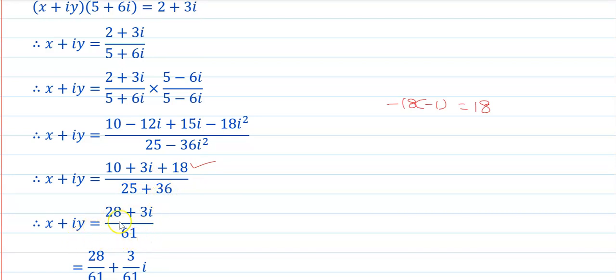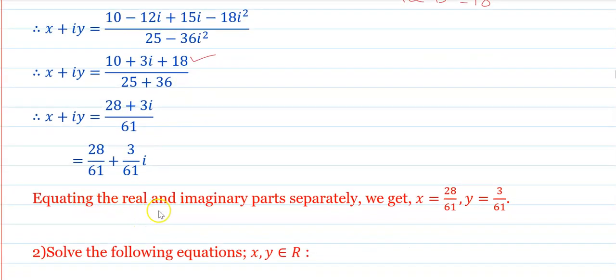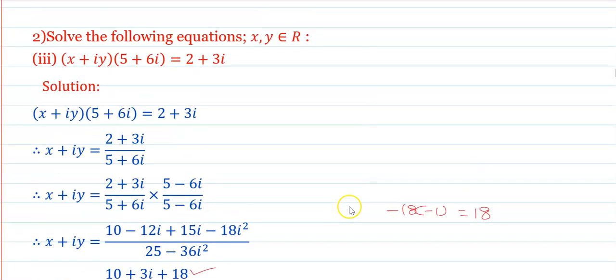And therefore, you will get here 28 upon 61 plus 3 upon 61 into i, and hence equating again the real and imaginary part, you will get here x is equals to 28 upon 61 and y is equals to 3 upon 61. These are the values.